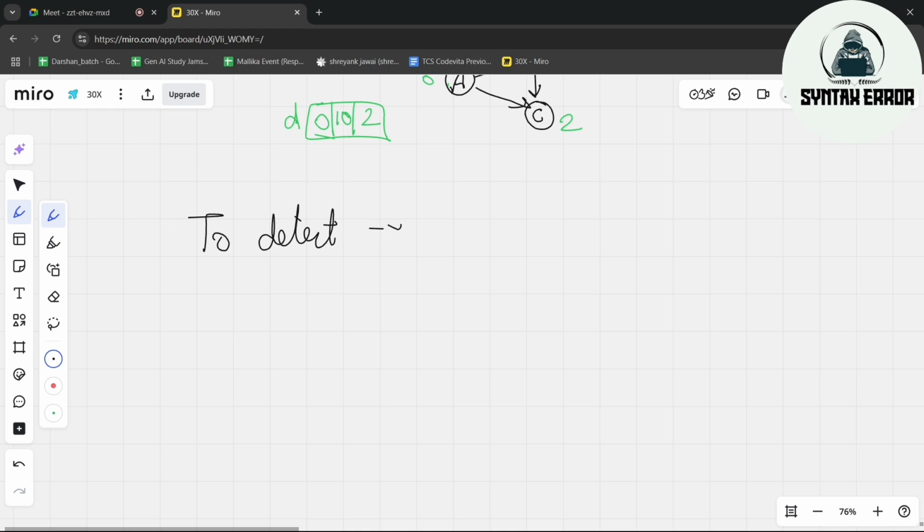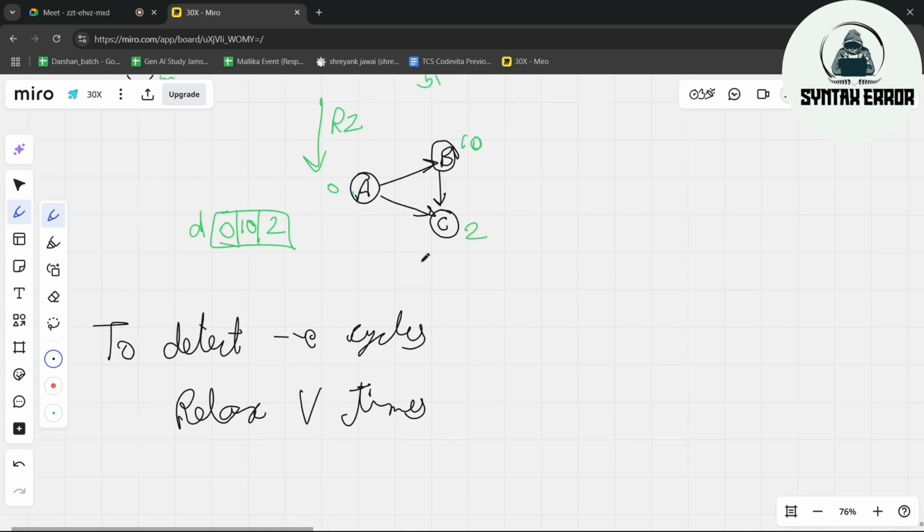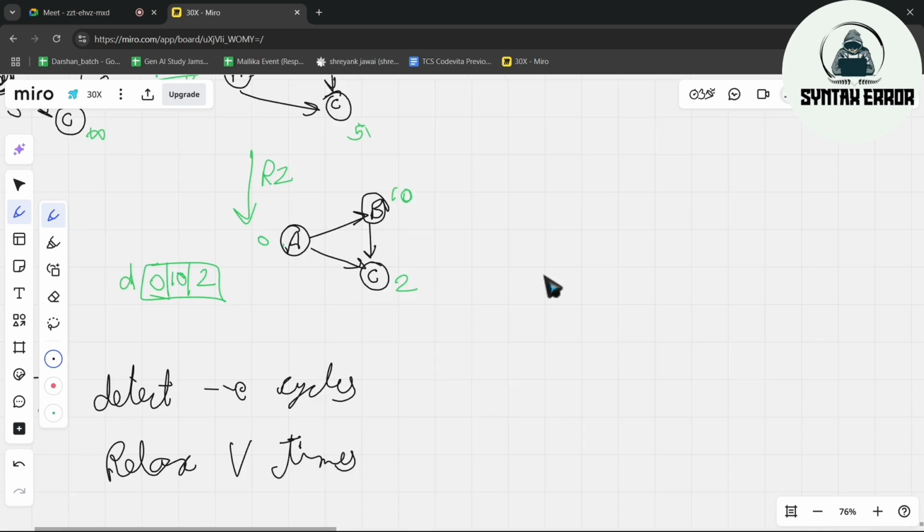To detect negative cycles, what we should do is relax V times. Previously, to get the answer, we just relaxed V minus 1 time. To detect negative cycles, we have to relax one more time. When we relax one more time, we will get to know if we have negative cycles or not. How? I will show you in this same previous example itself, by relaxing it one more time.